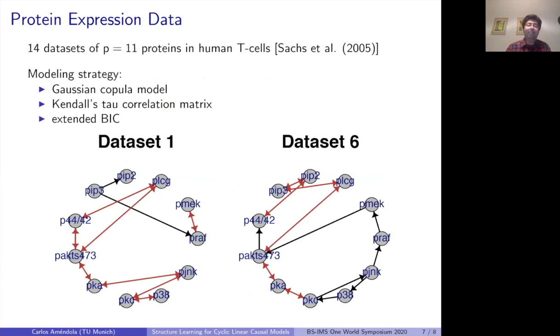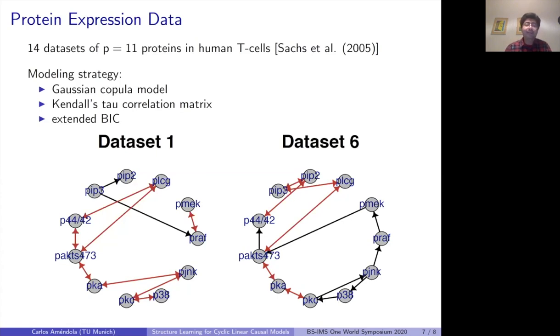We also apply our method to protein expression data from Sachs et al. It consists of 14 datasets of 11 proteins in human T cells, obtained from different experimental conditions. Cycles are expected because of self-regulation of those proteins. Here, we adopt a Gaussian copula model, which assumes every variable is a transformation of some latent Gaussian distribution. Then, we use Kendall's tau correlation matrix as the covariance input and choose extended BIC.